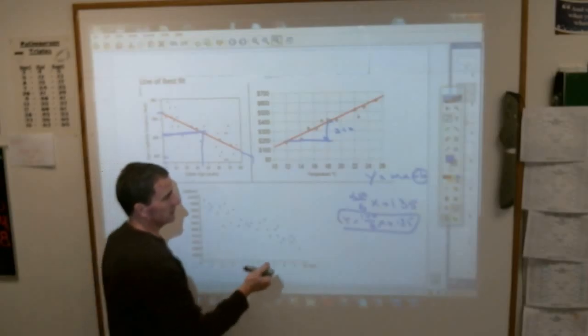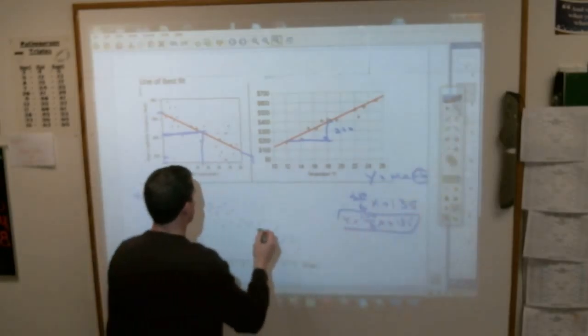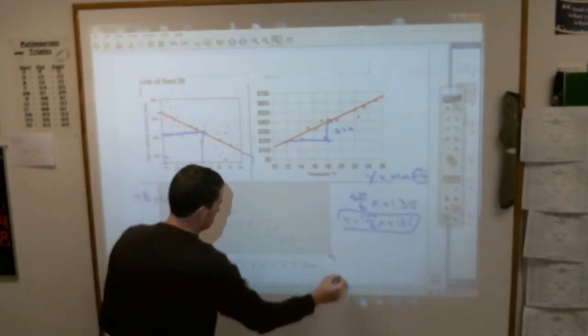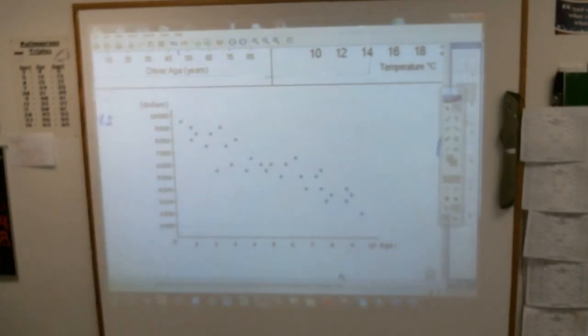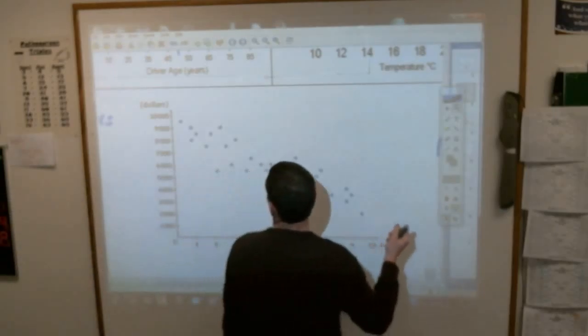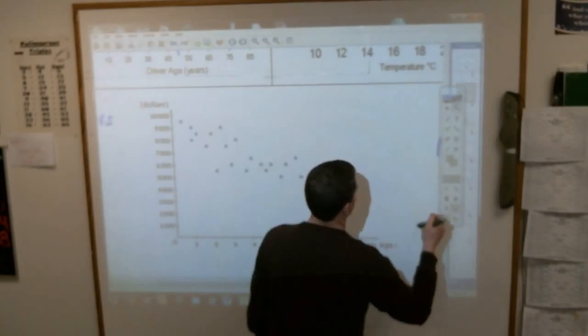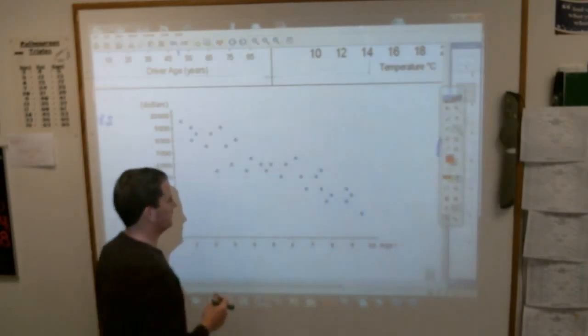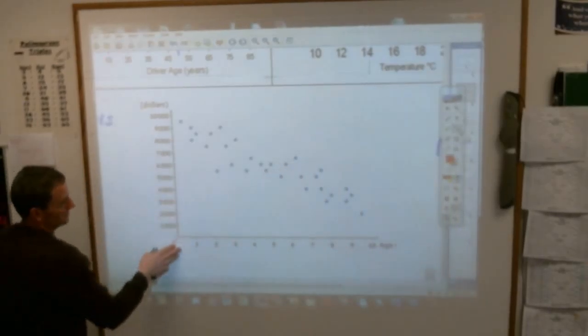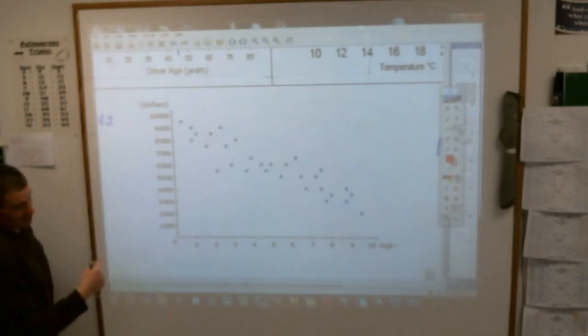And then let's look at even this last one here. Let's make it big so you can actually see it. What is that? Dollars and ages. What do you think it could be? How much money it makes? This is dollars and this is years. How much is it? Age of somebody.